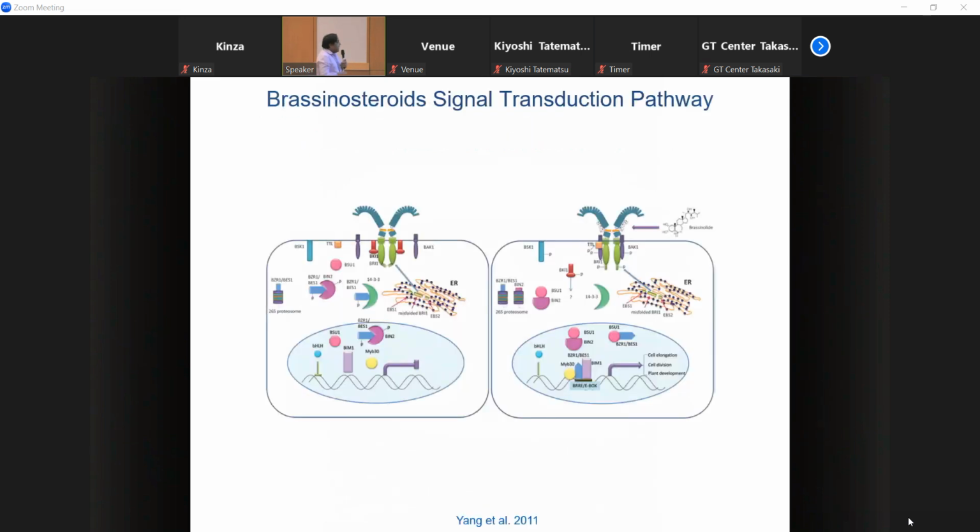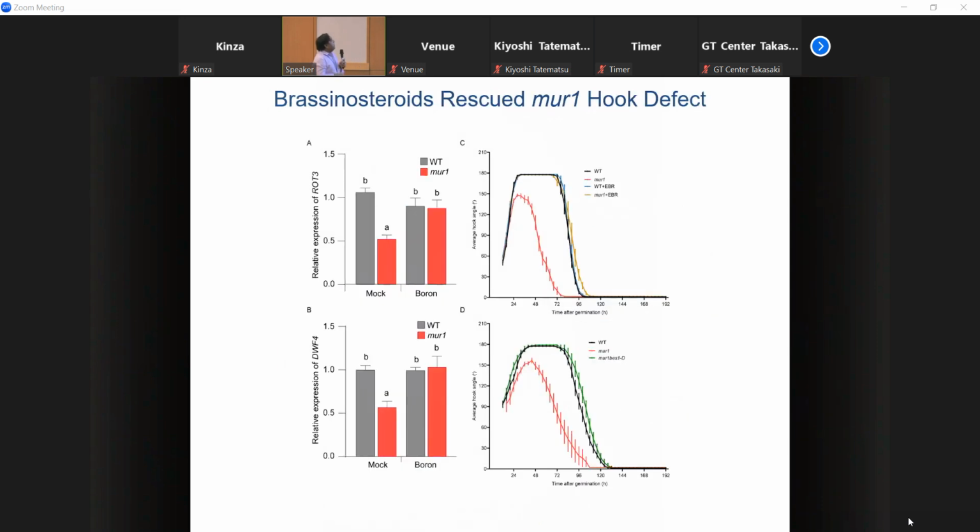So next I focused on this because it is known that auxin and brassinosteroid have a crosstalk. So I just show you the main components of this big brassinosteroid signaling pathway. In this signaling pathway, there are transcription factors BES1 and BZR1. When it is phosphorylated, it becomes inactive, and when it is non-phosphorylated, this is the active pathway. So I checked the expression of brassinosteroid biosynthetic genes, and both go down in the mur1 mutant. And when we provide the boron, it goes up.